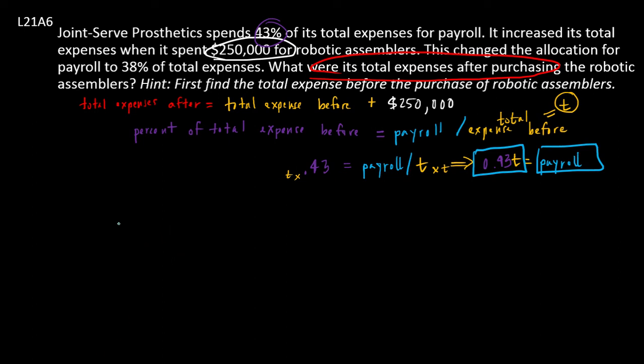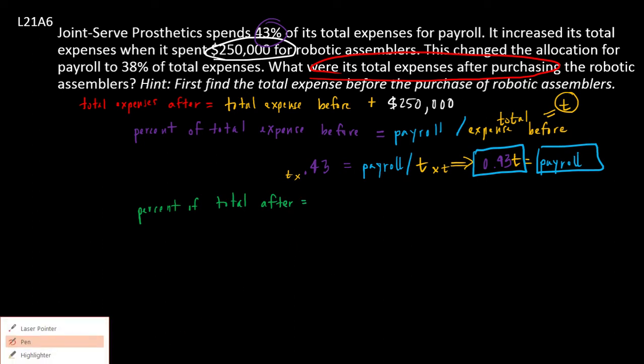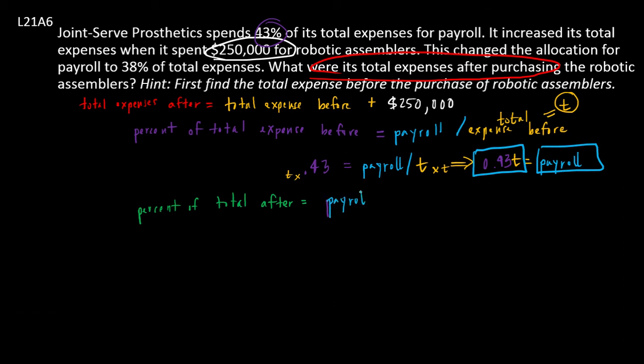our percent of total expenses after. And that's going to be equal to payroll again. We're still considering the same expense. So payroll divided by our total expenses before, which remember I'm calling T, plus $250,000.